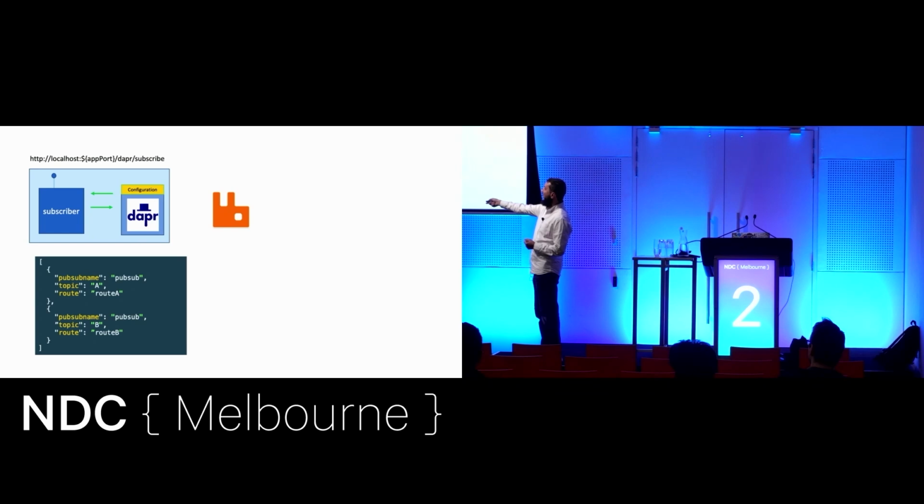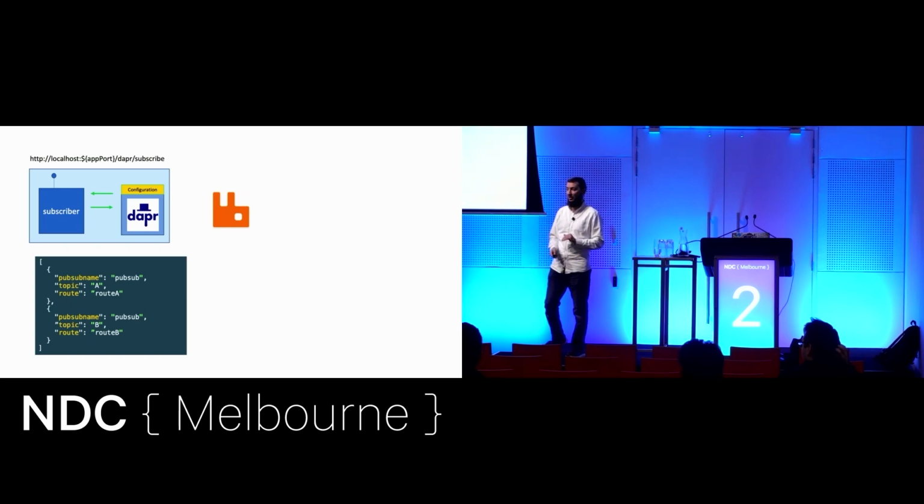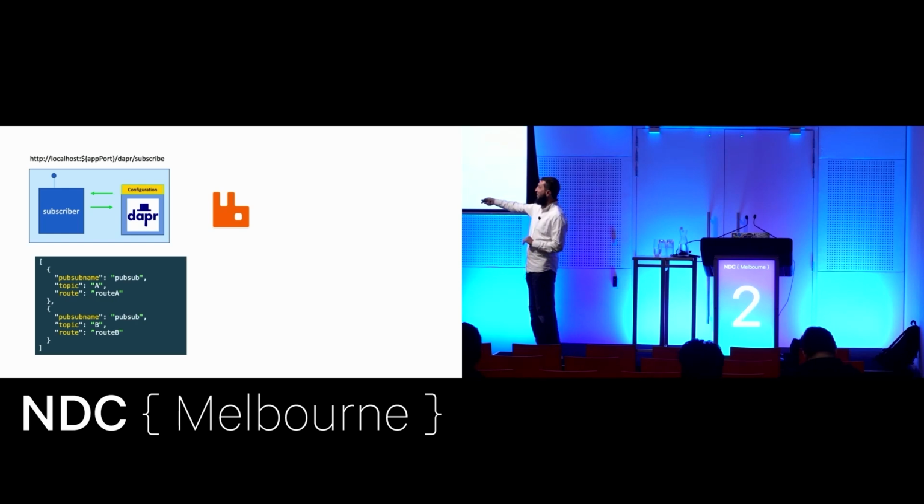This is to differentiate between the different pub/sub components in your ecosystem. We have the topic. This means that for this configuration, I want to listen to topic A in the message broker. And for any message that is sent to topic A, I want it to be routed to route A. This is an HTTP endpoint in your application. And this is it. You are expected, of course, to have such an HTTP endpoint. And the same configuration for topic B and route B.